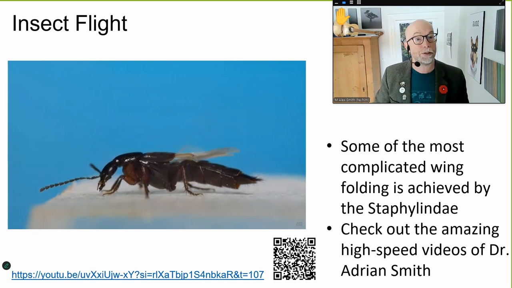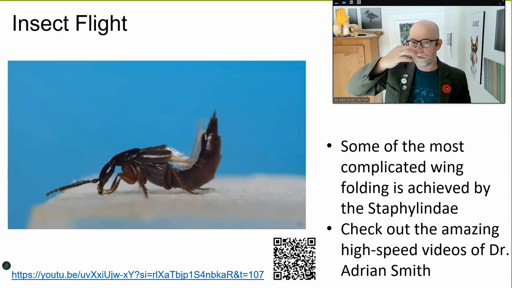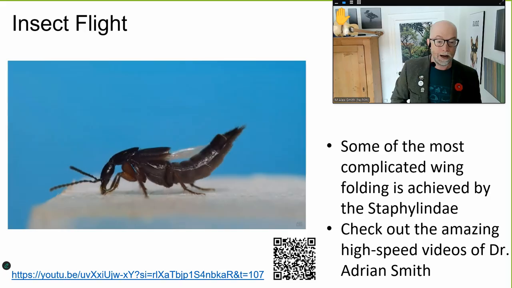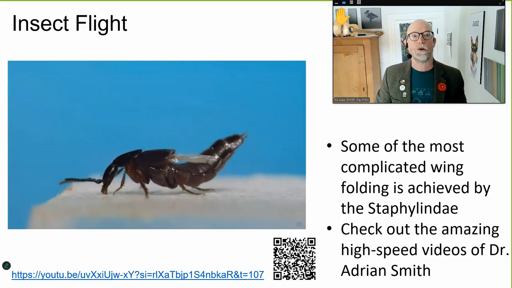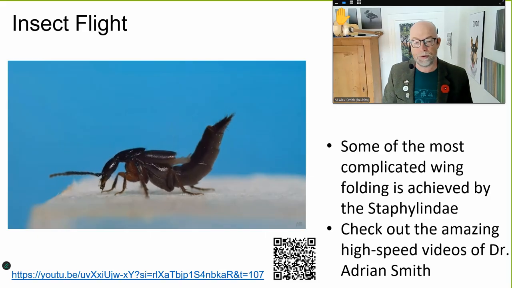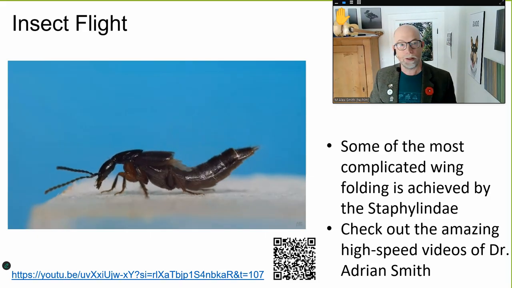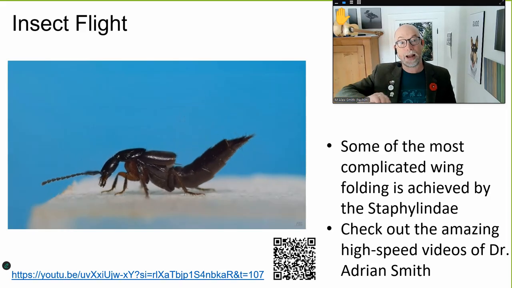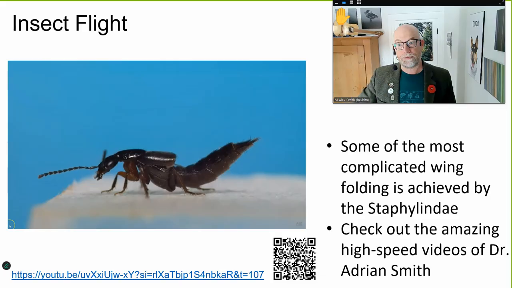These are staphylinids. So this is a rove beetle. You've seen a lot of different pictures of rove beetles that I've shown you. And I didn't film this video. This is a colleague, Adrian Smith, who has a YouTube channel. You can watch his high-resolution, high-speed videos of insect mobility. Lots of different flying ones. But in this case, we're looking at the packing up of the wings that the staphylinid does.